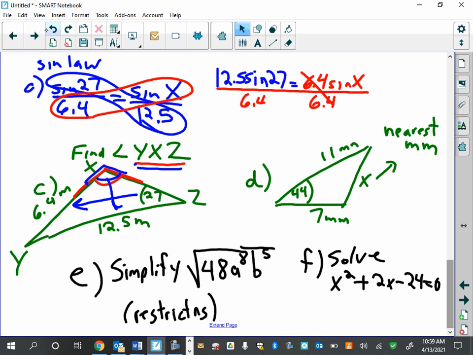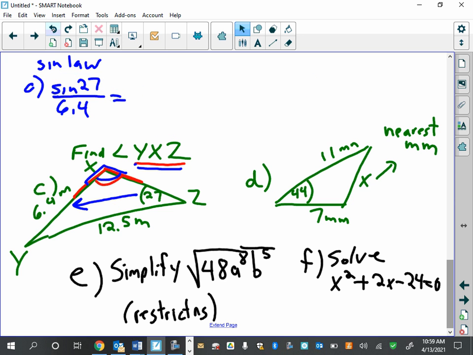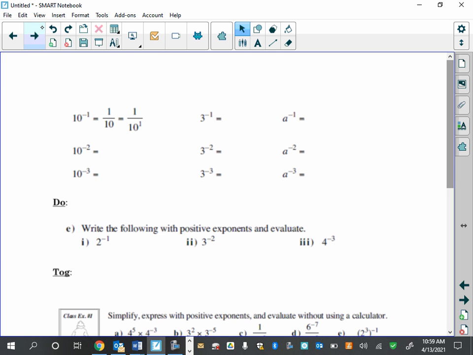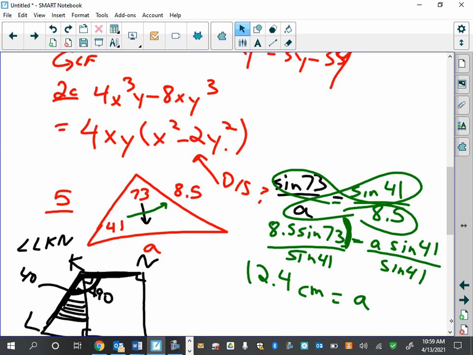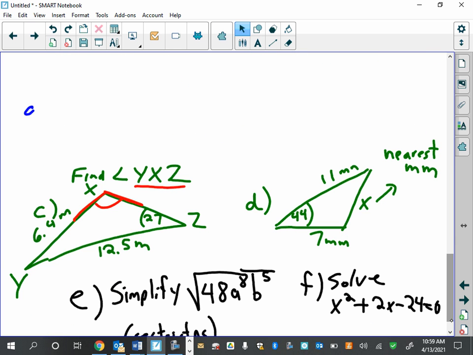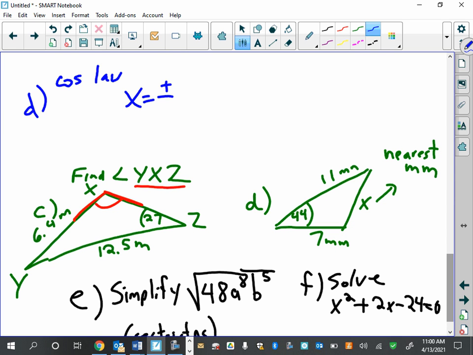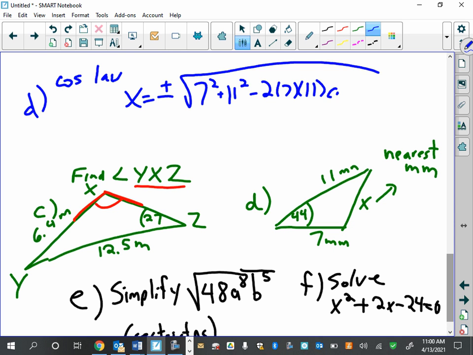And let's do D now. D, we'll stick with blue. So D is cosine law, and it's the fun one. But don't forget, look at the formula, because the formula has positive negative on it, so you don't want to lose half those marks. 7 squared plus 11 squared, subtract 2 times 7, 11, cos Uncle Trent.